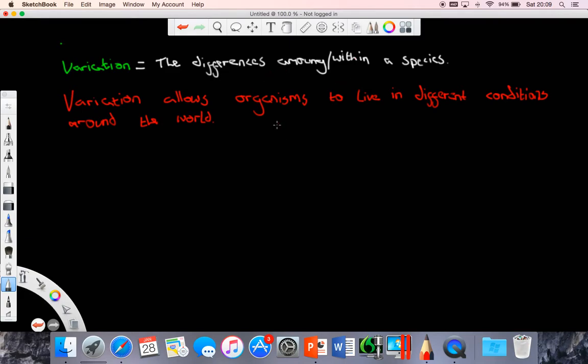Okay? So this variation can also become adaptations, which we'll talk about in a moment. So, variation, there's two types. There are two types of variation.